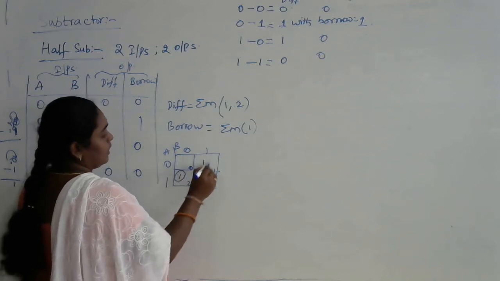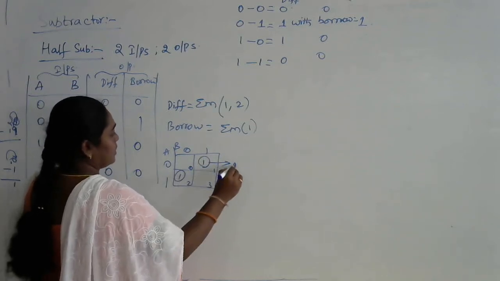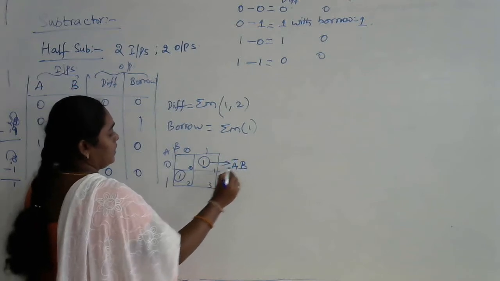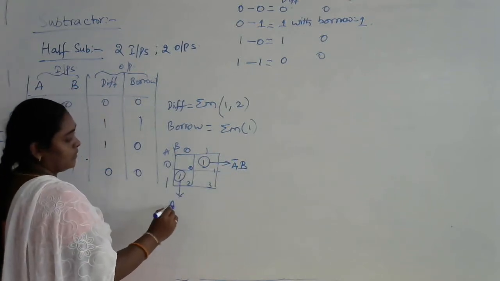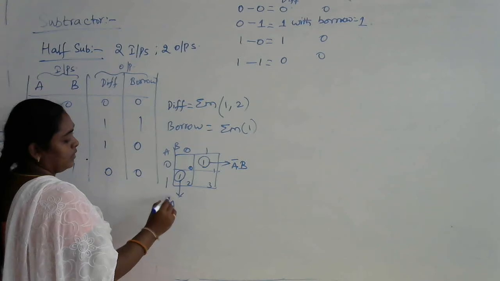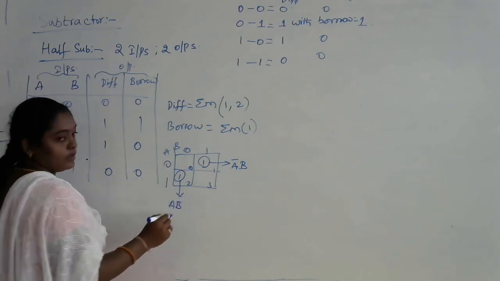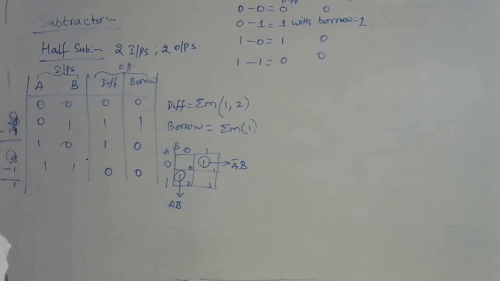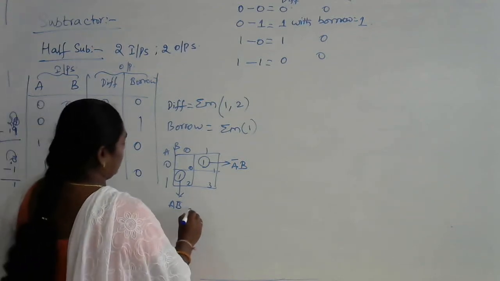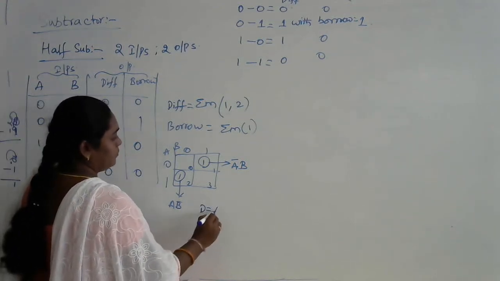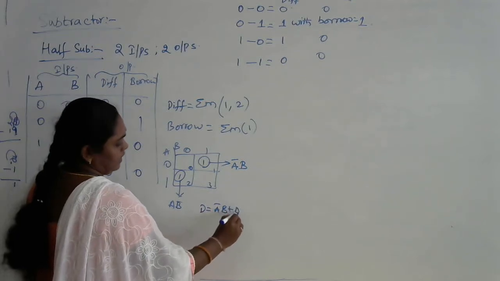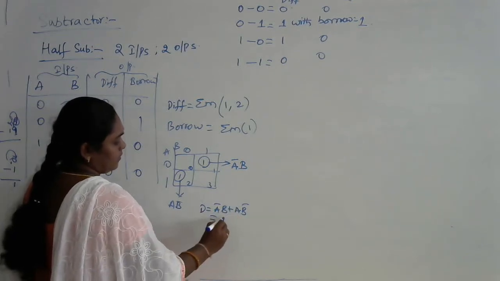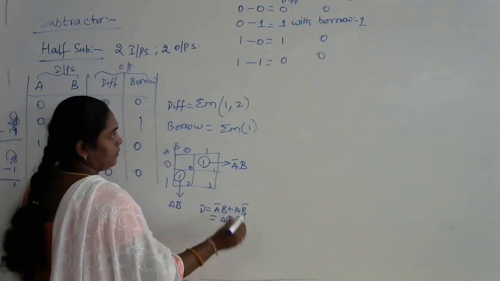As both are isolated ones, the expression for the first isolated one is A bar B, and for the other it is A B bar. So the difference output is sigma m, equivalent to A bar B plus A B bar. So difference is equivalent to A bar B plus A B bar, which can be written as A XOR B.